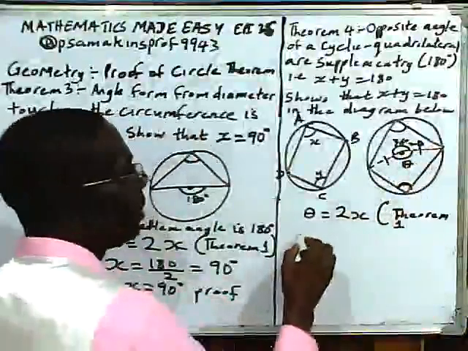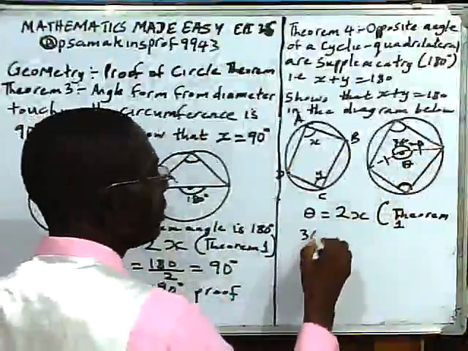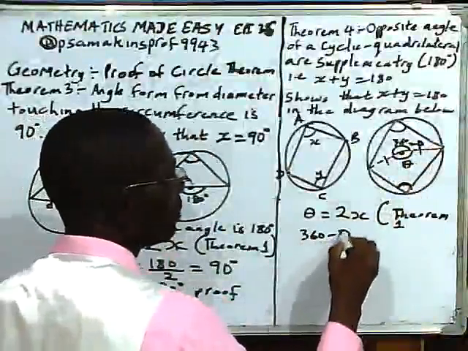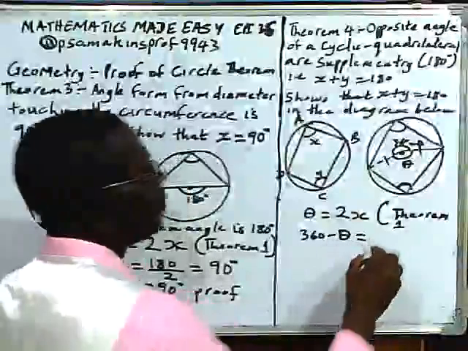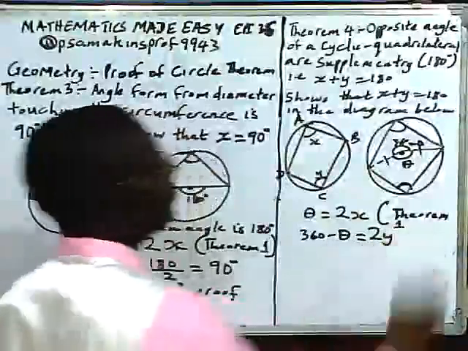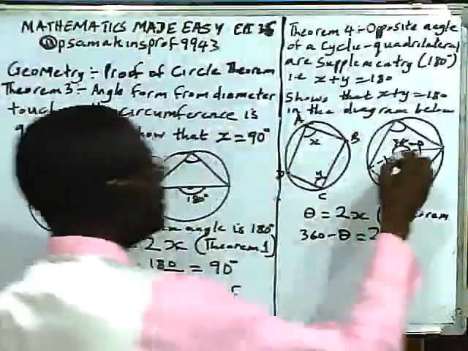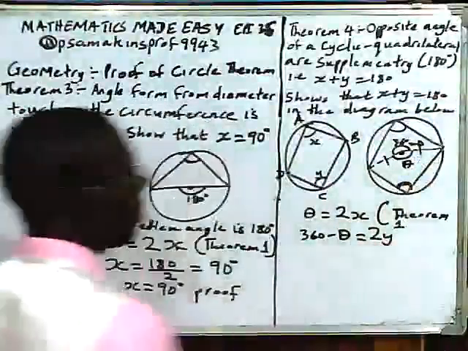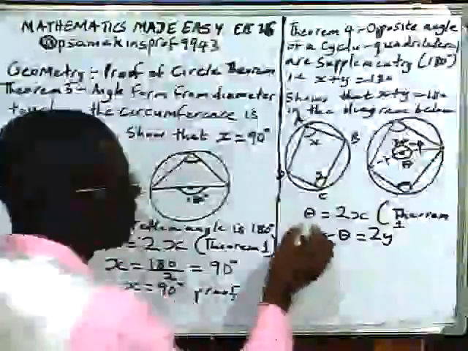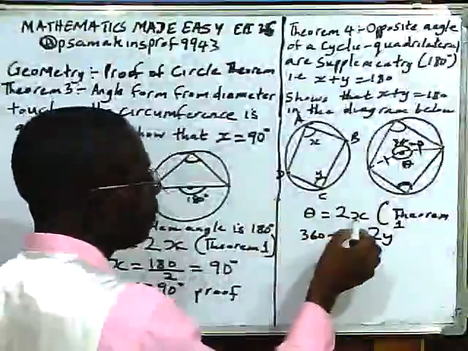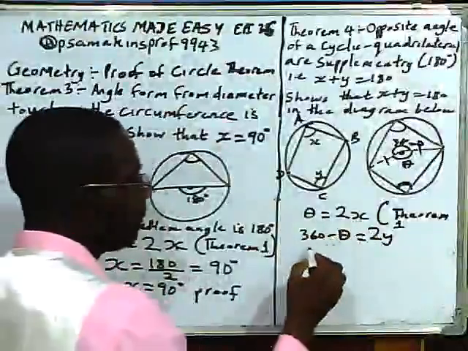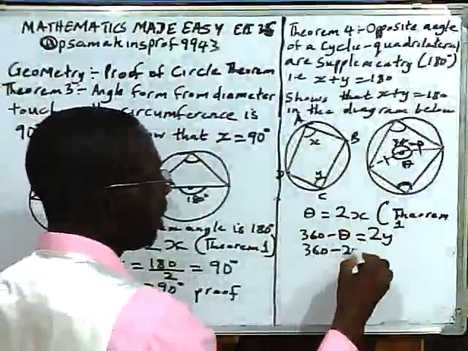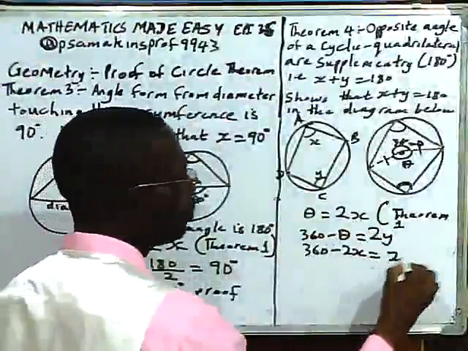So that means 360 minus theta will be equal to 2y. Angle at the center again is twice angle at the circumference. If that is the case, we said let our theta now be equal to 2x. So let's bring it in. That means 360 minus 2x should be equal to 2y.